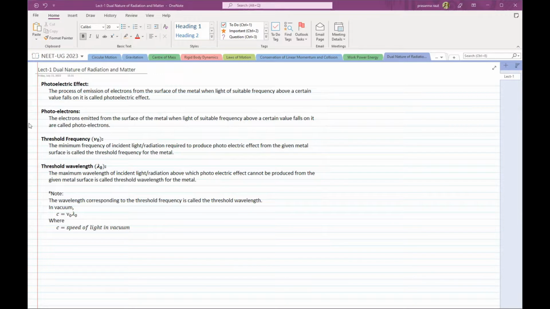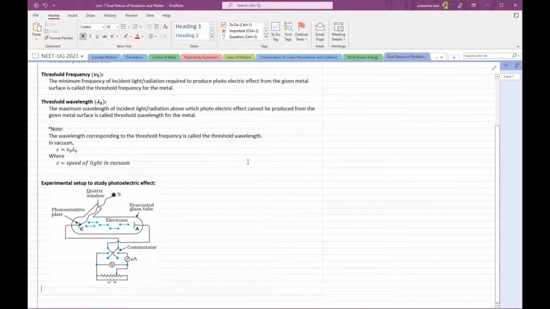there is an experimental study of the photoelectric effect. For this, we do an experiment, and this is what the experiment looks like. This is the diagram. This is the experimental setup to study the photoelectric effect. Now, what are the things here? There is a glass bulb.